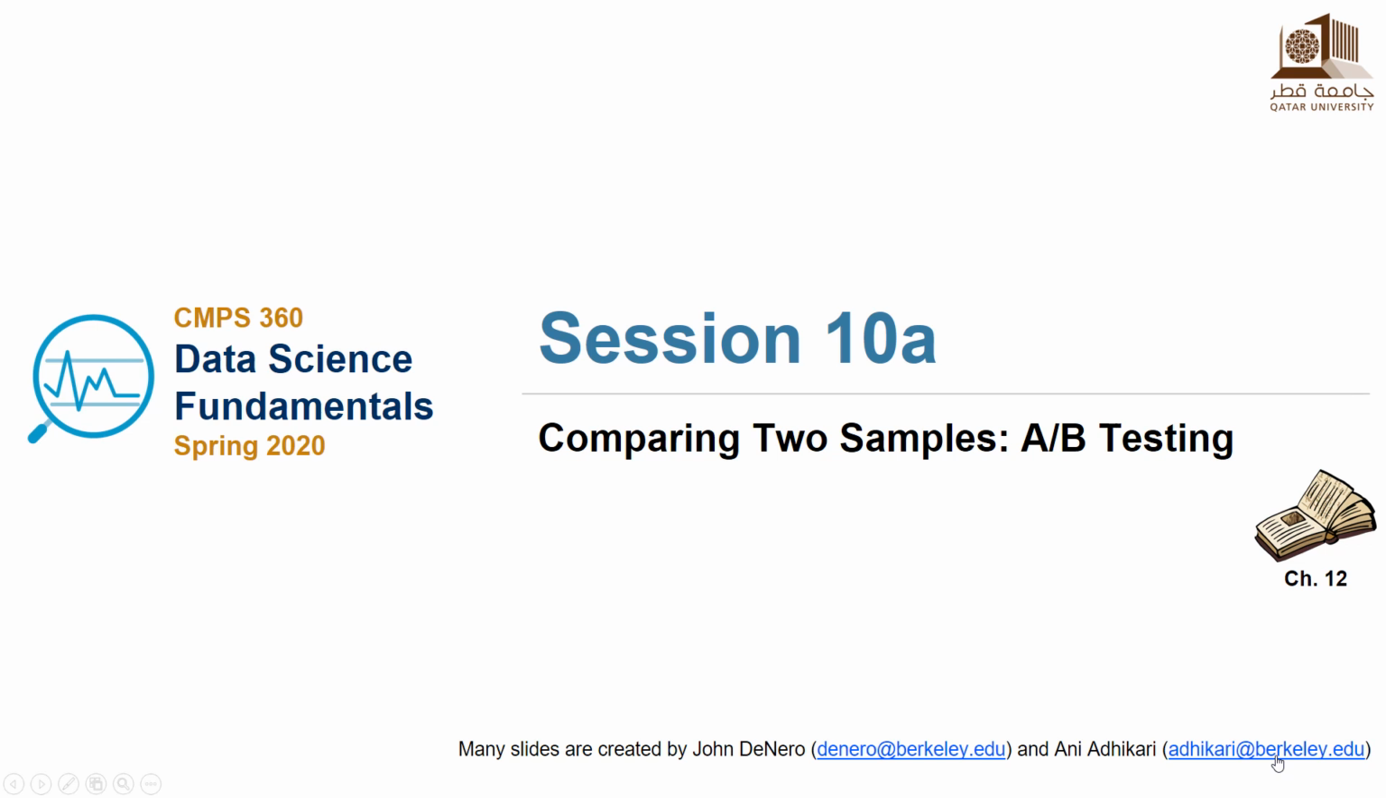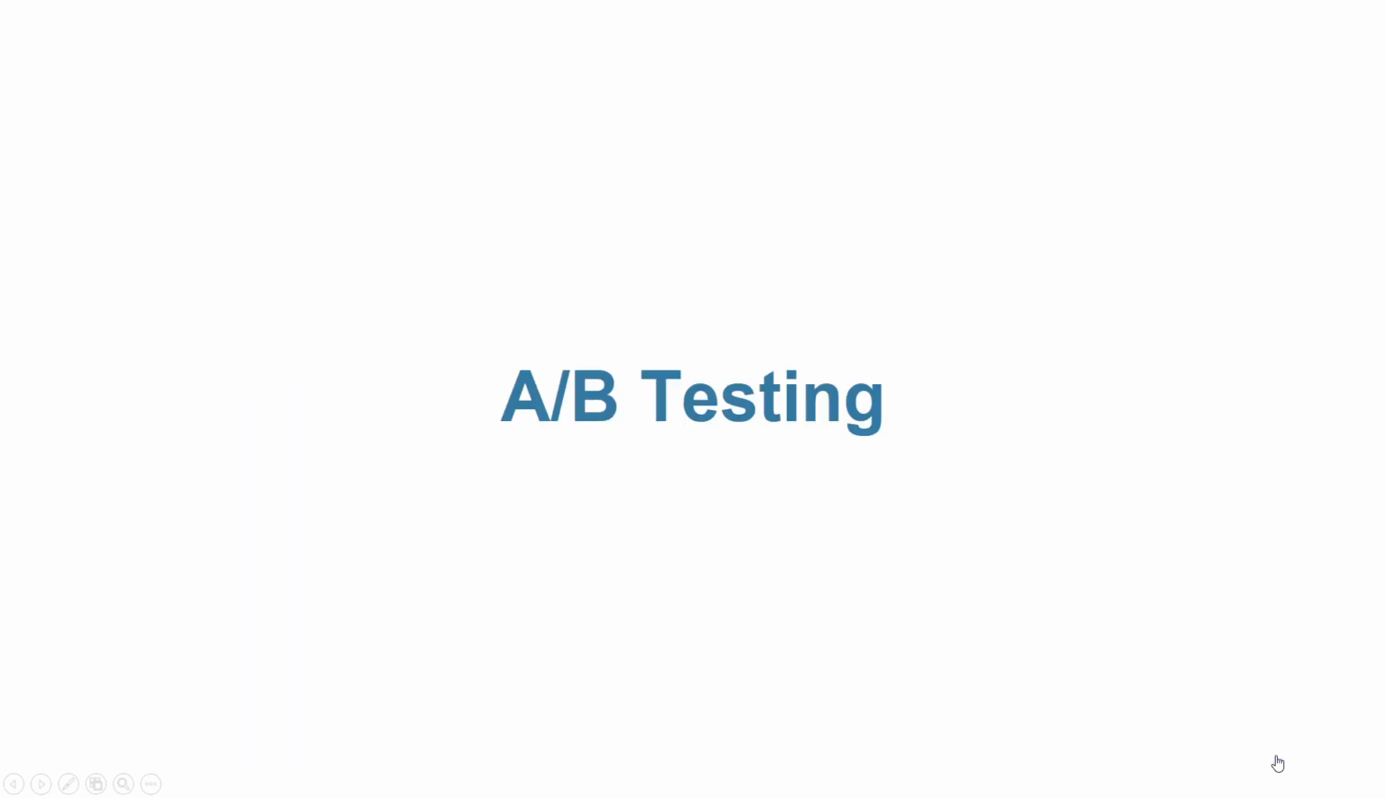But sometimes data scientists have two samples, not just one, and we want to test whether they came from or were generated from the same distribution or the same population. This is called A/B testing.